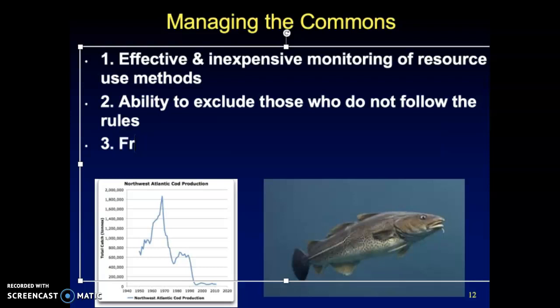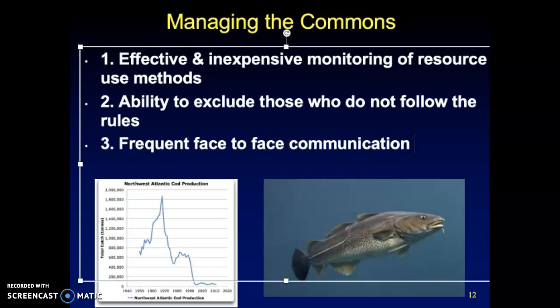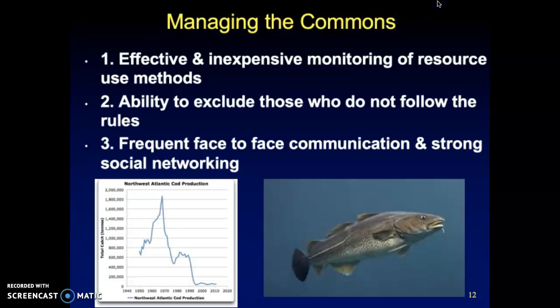Okay, third one. All right, so to help really effectively manage, we need to have frequent face-to-face communication and strong social networking. Get the public on board. Get them supporting this concept and this idea. And whoever's running the management of the commons needs to be accessible to the public.